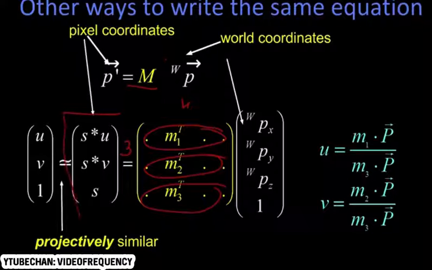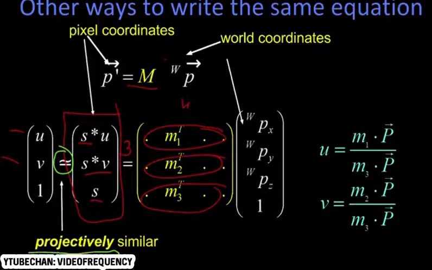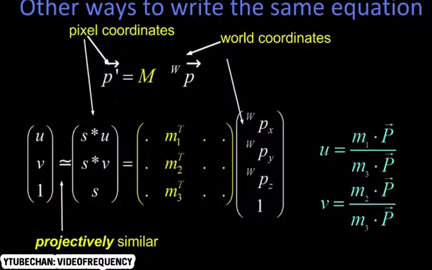Remember, this is what we said before. I'm using S as a scale instead of Z. And so we have S times U, S times V, and S. And later, to get out U and V, we just divide by S. And I've put this little operator here, a squiggle with a straight line underneath, sometimes 2 straight lines underneath. It's what's known as projectively similar. You'll notice that this vector and this vector are exactly the same except for a scale factor. The vector on the left multiplied by S gives you the vector on the right.